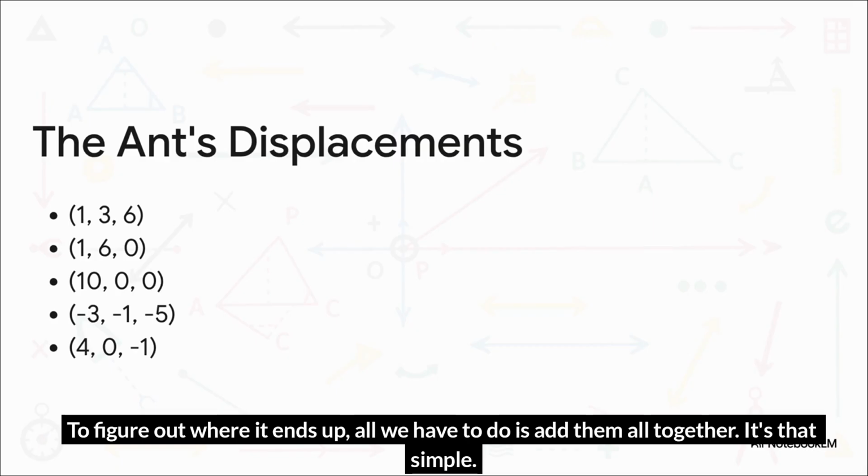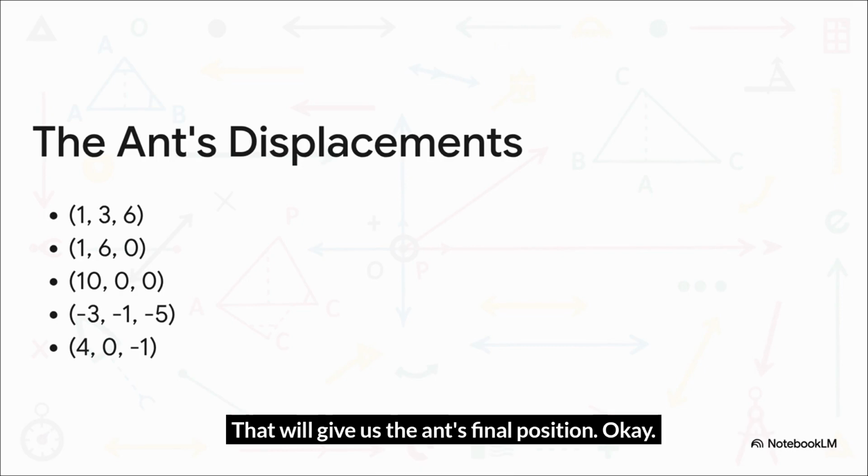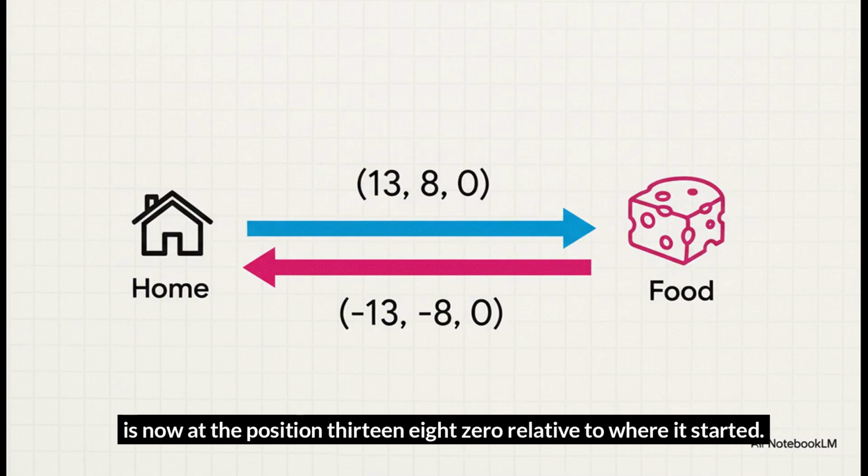So these are the ant's 5 separate moves, each one a vector. To figure out where it ends up, all we have to do is add them all together. It's that simple. Just add up all the i components, then all the j components, and finally all the k components. That will give us the ant's final position. Okay, so when you add up all those numbers, you find out the ant is now at the position (13, 8) relative to where it started.